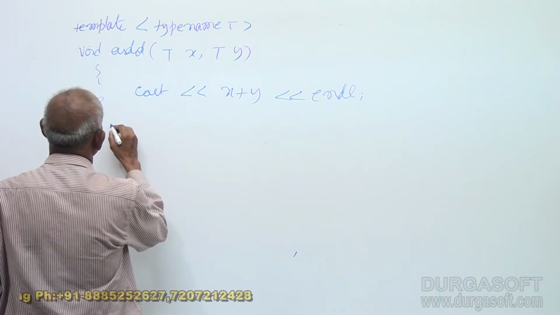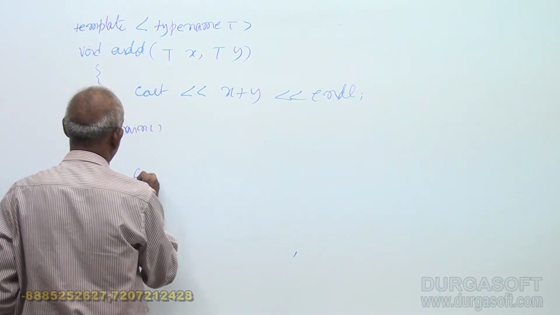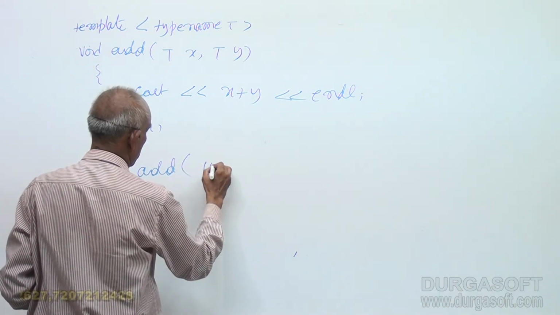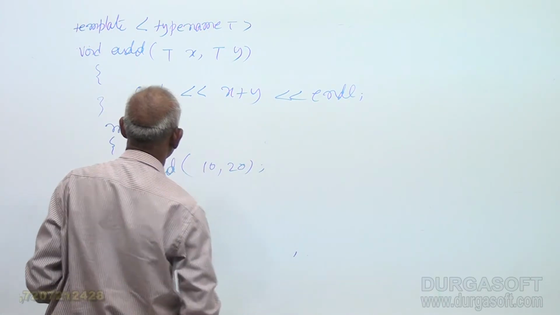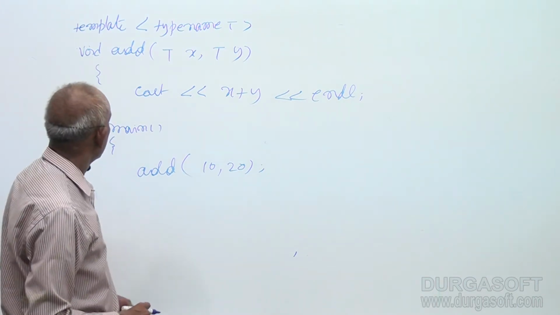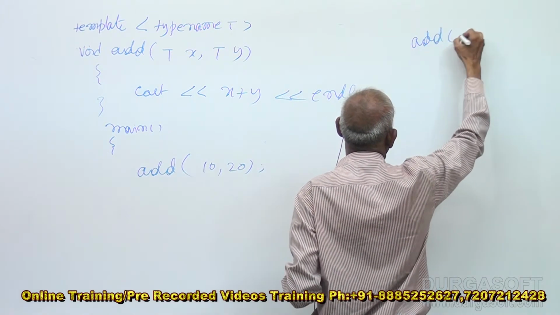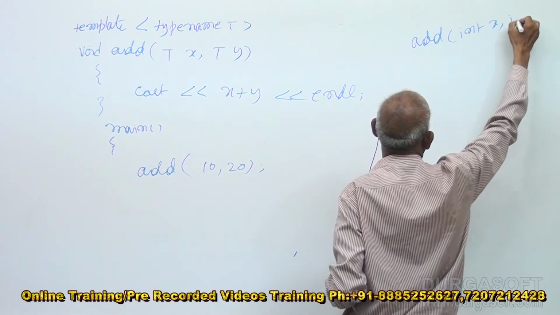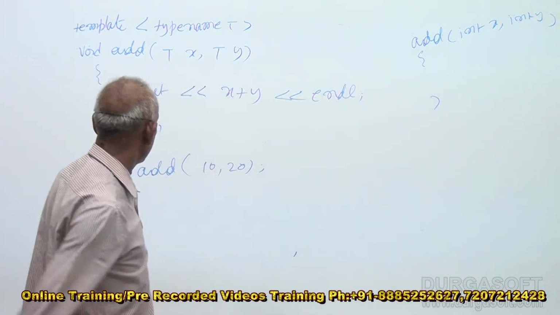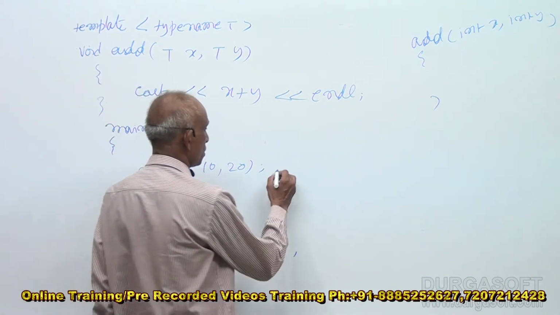So how do you use it in main? add(10, 20) means what? You are calling with integers. 10 comma 20 means it is equivalent to calling a function add(int x, int y). That version of function is invoked here. So sum 10 plus 20, so here 30 is displayed.